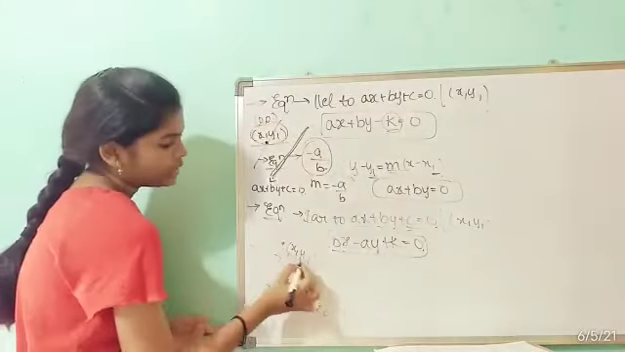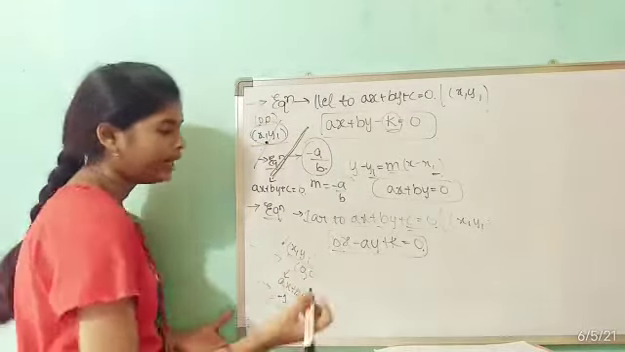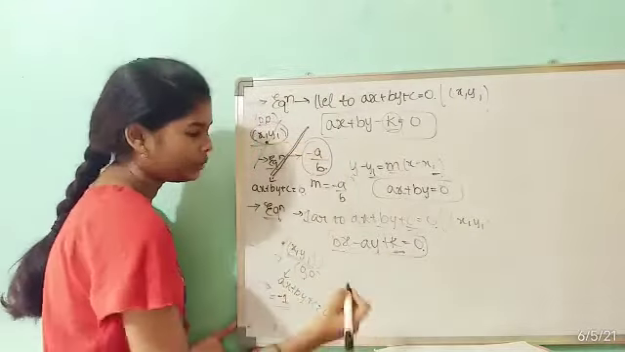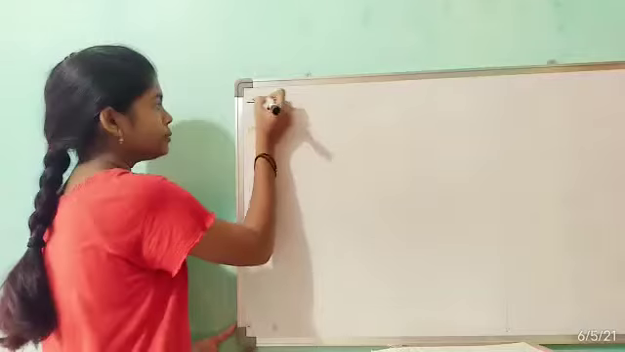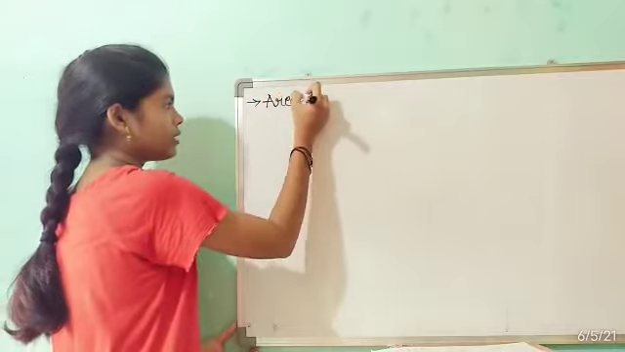If this point is again the origin, then it is quite simpler. Then this constant won't be there. It will be simply bx minus ay is equal to 0.